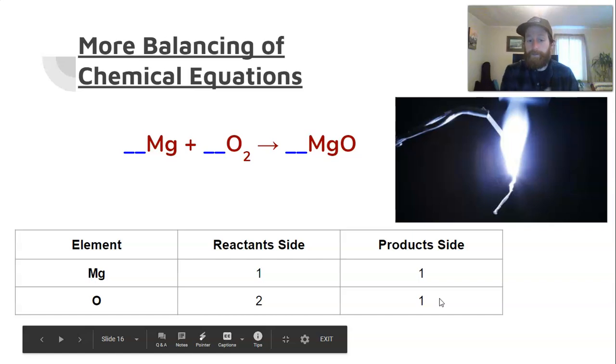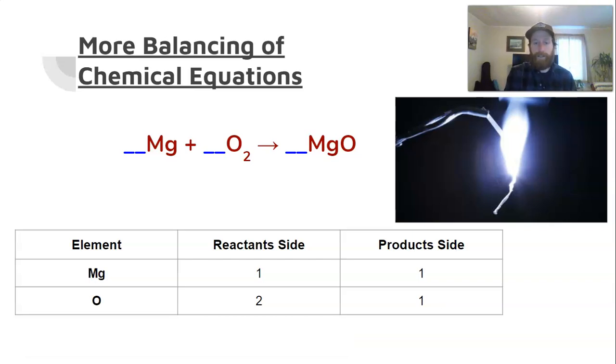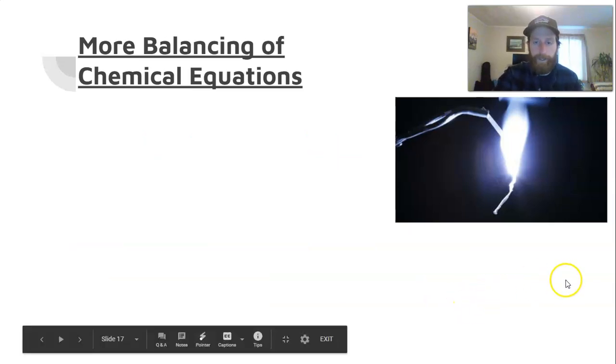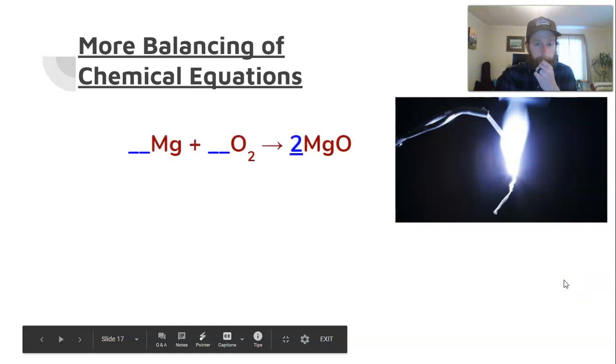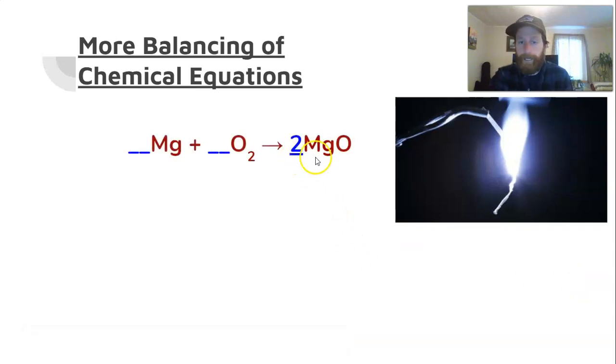So you can't subtract anything off because that would require changing subscripts. So I'd ask you to think here, what move could I make and where to get me closer to having this problem solved? Think about it. Let's see what you came up with. Here's the move I would do. I would put a 2 in front of magnesium oxide. Why? Because that 2 will balance my oxygen.